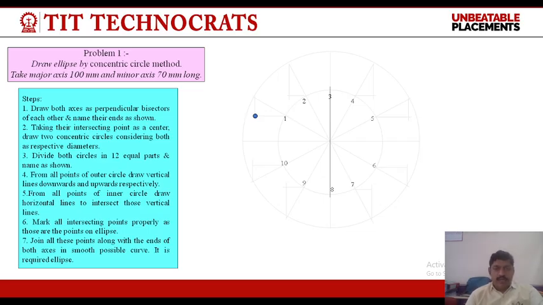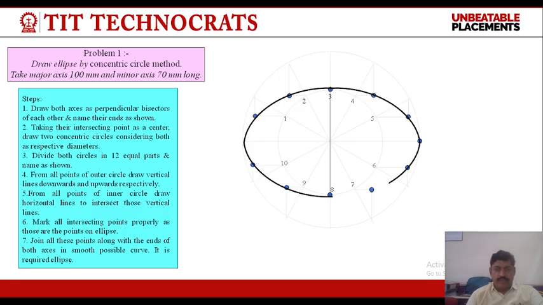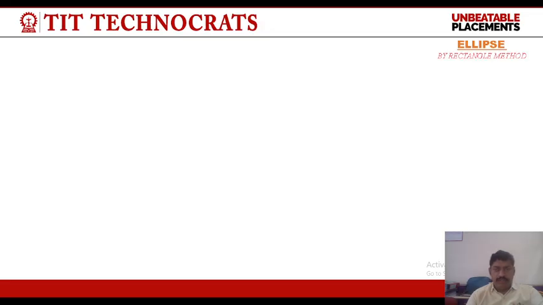And from the inner circle, draw a horizontal line to intersect that vertical line. And we can name the intersection points of these two lines like this. Draw a freehand sketch curve to join all these points like this. This is known as an ellipse with the help of the concentric circle method.